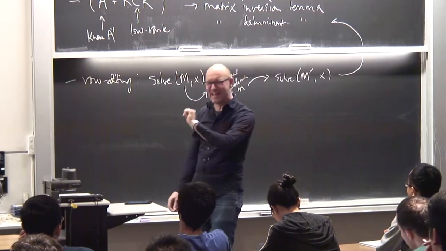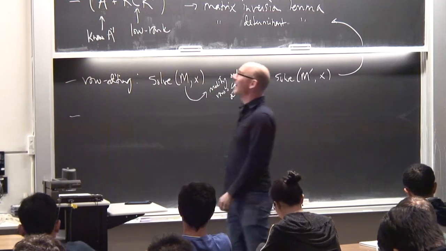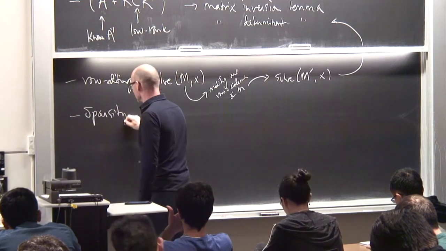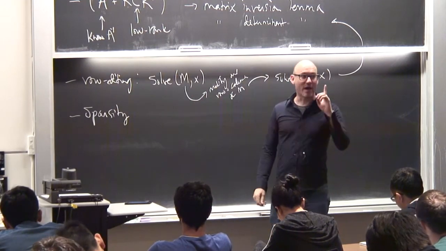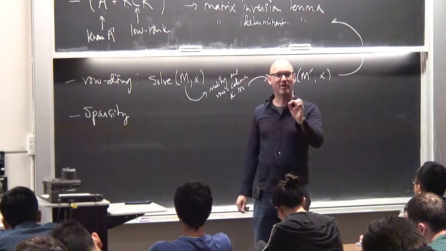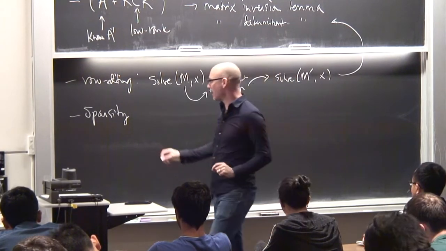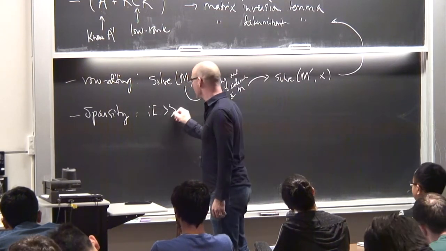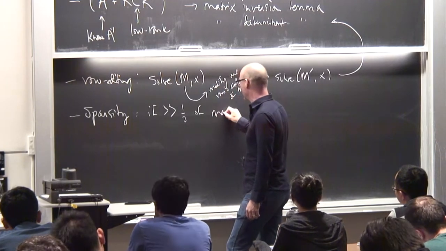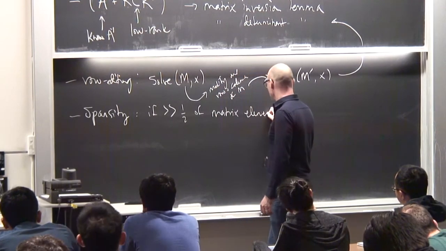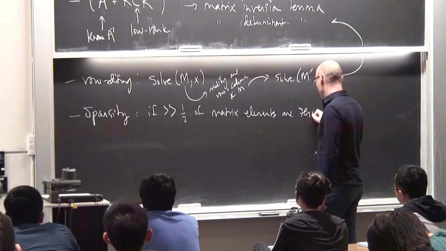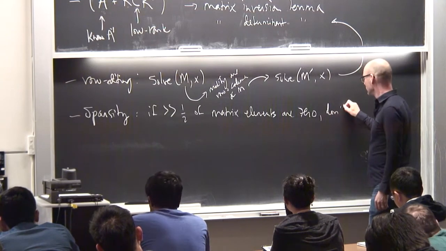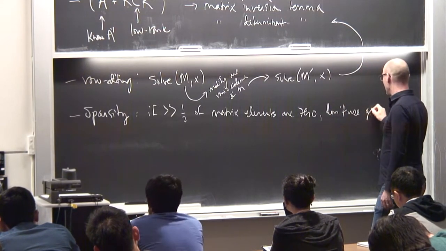One last thing, wow, I am actually nailing this. One last thing is sparsity. Now, to say anything general about sparsity here would be very hard, but I will say some very heuristic things. The first thing is, if much, much greater than a half of your matrix elements are zero, you should not be using generic tools. Don't use generic tools.